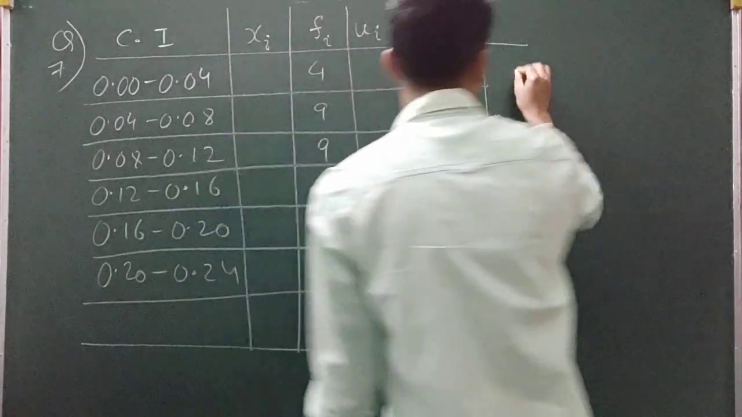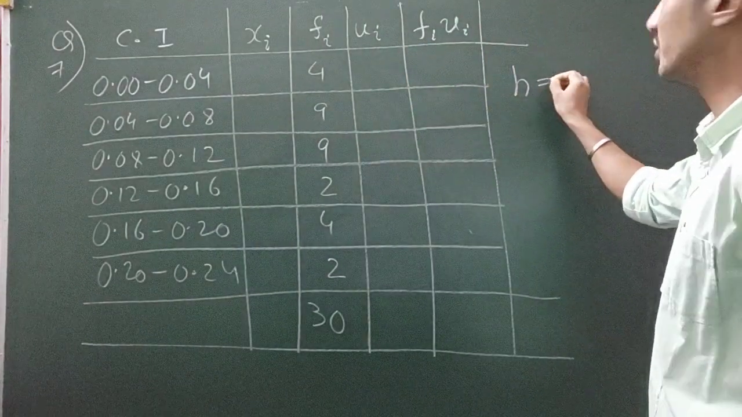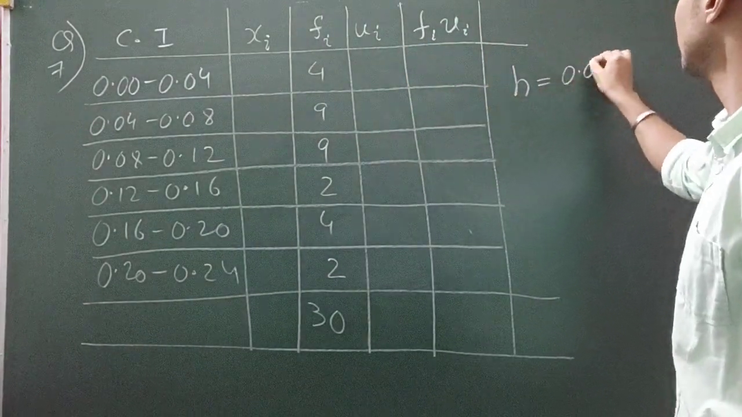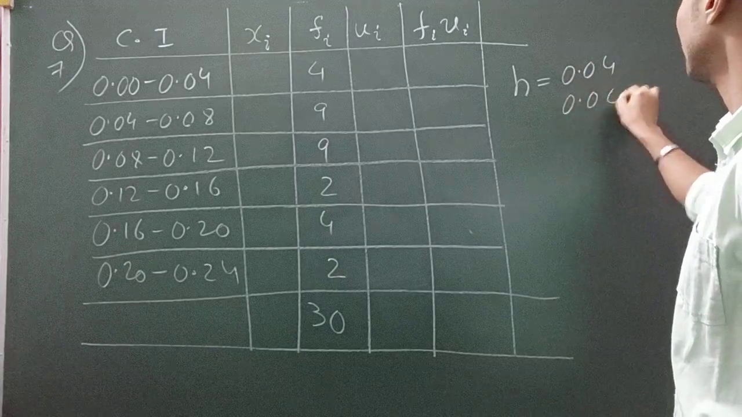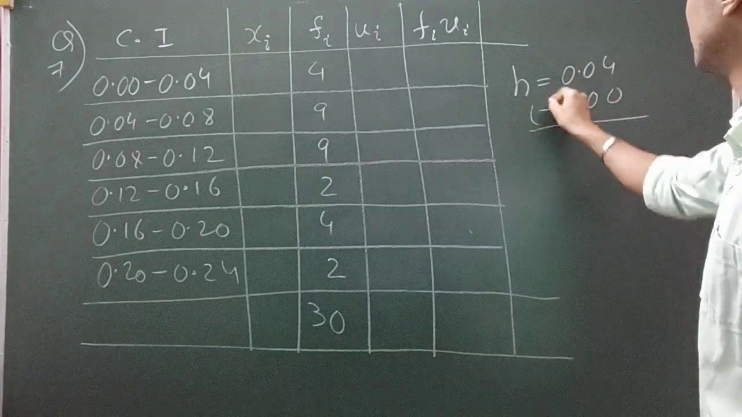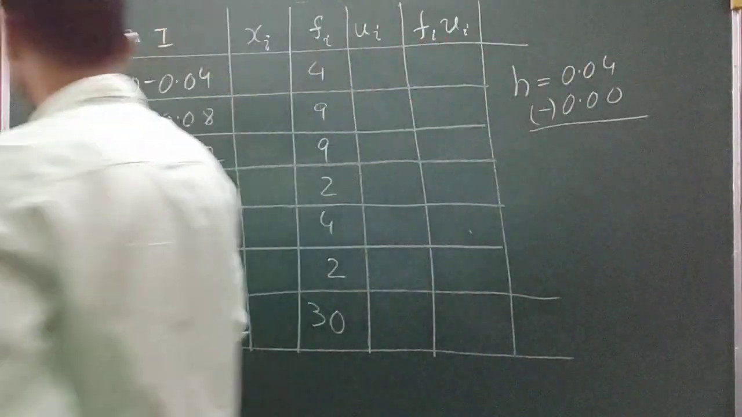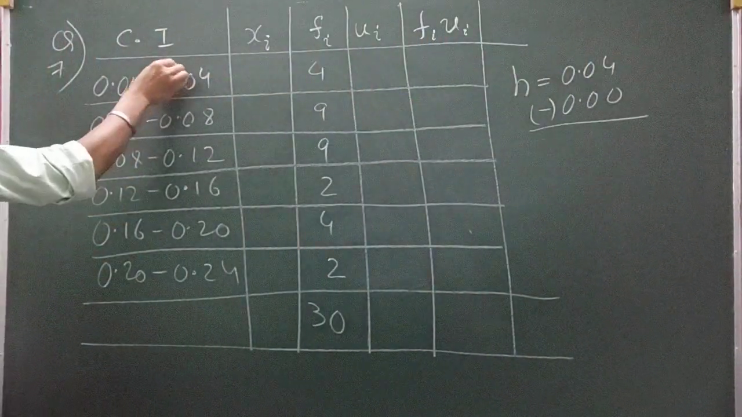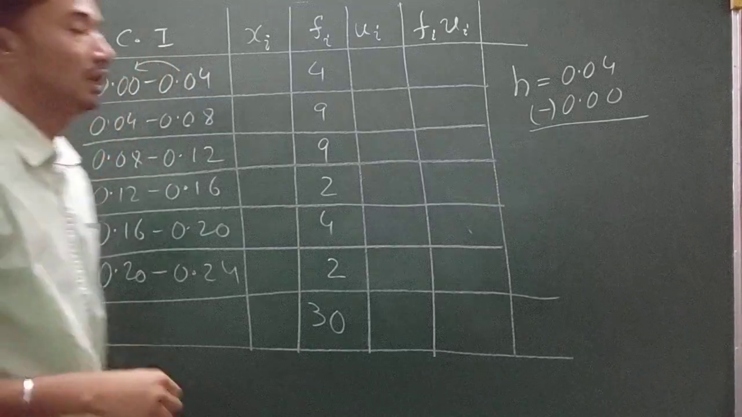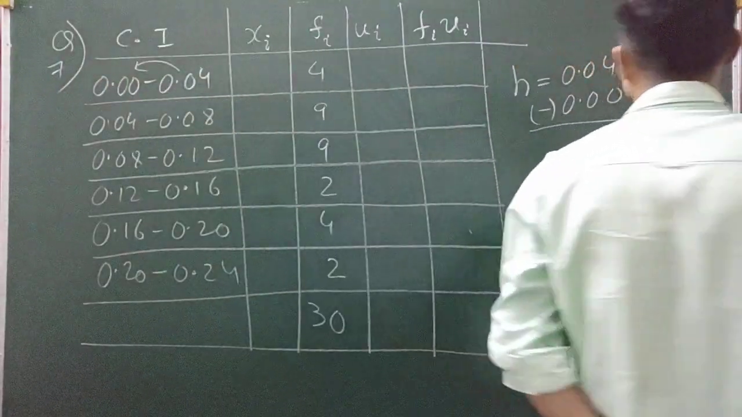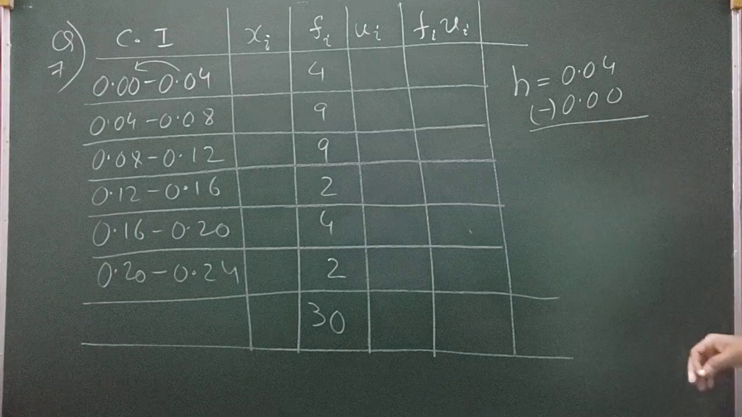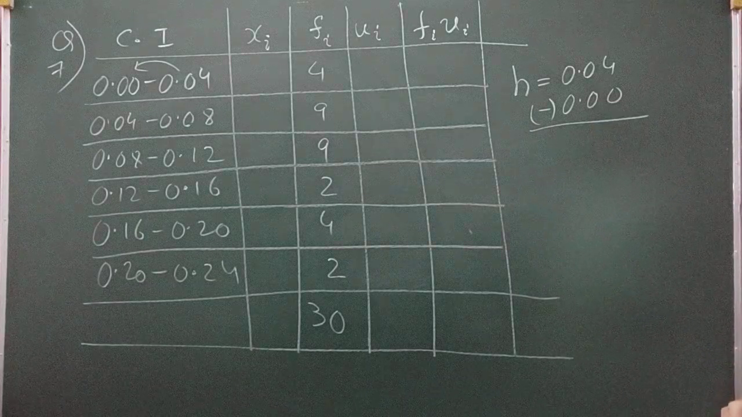So what is the class width here? If you wish, I'm just giving you a way to find out the class widths. Some problems might sometimes get confusing. So all you have to do to find out the class width, especially for continuous data, is subtract the lower limit from the upper limit.